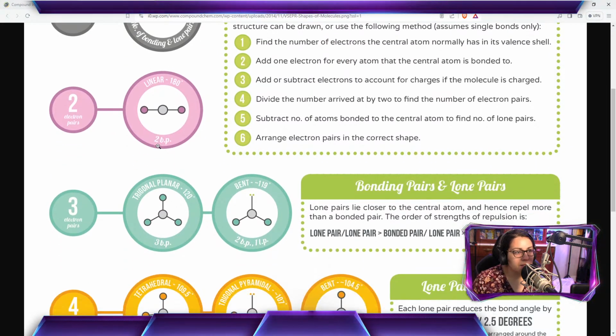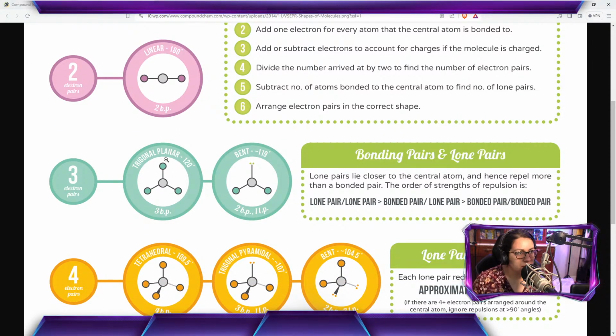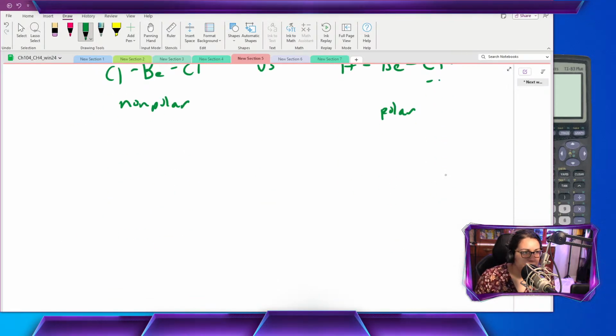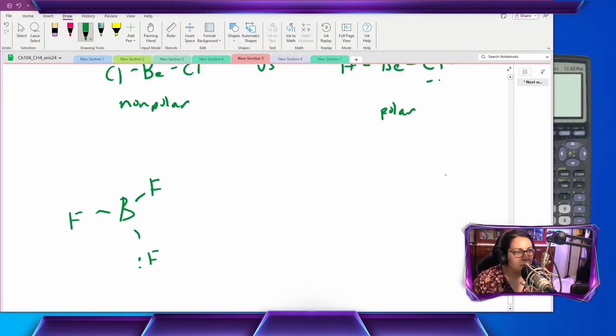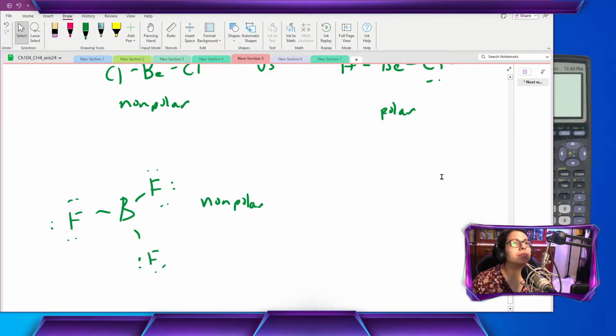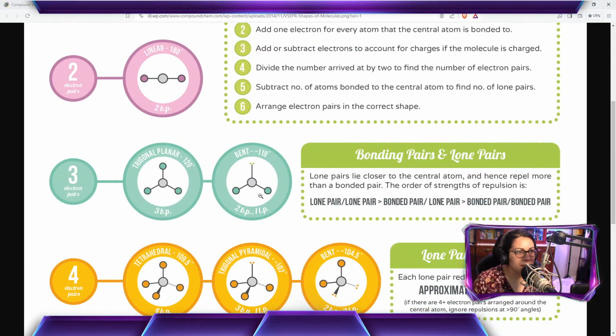Anything fully symmetric on this first row is always a hint. With this one, we could pick BF3 or BCl3, boron trichloride. Either one of those. We said yesterday this was a trigonal planar molecule, right? Boron doesn't have any lone pairs, so once again it's fully symmetric and nonpolar. And then any deviations from fully symmetric are likely polar.